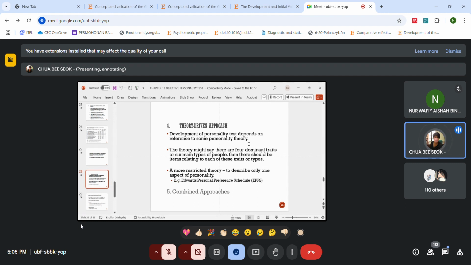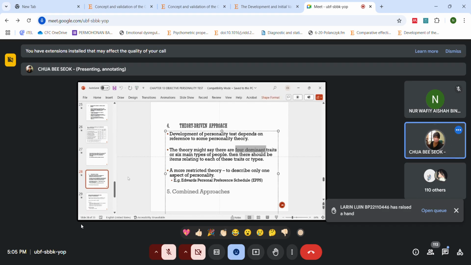The theory development of the personality test depends on reference to the personality theory. So the theory might say that there are 4 domains, or 6 types of people. Then you develop the test which has items that measure these 4 dominant traits, or if you refer to the 6 main types of people, you should have items that measure each type of personality, right? So this is called the theory-driven approach.